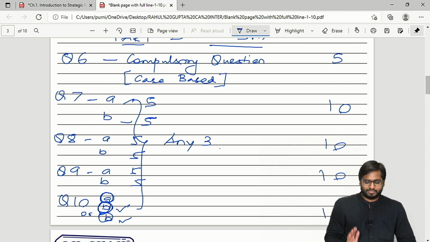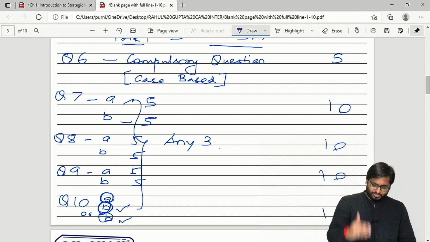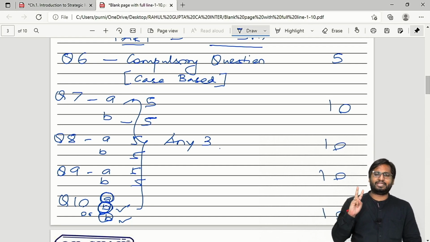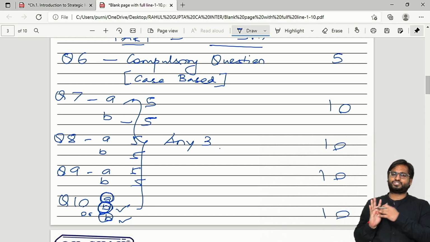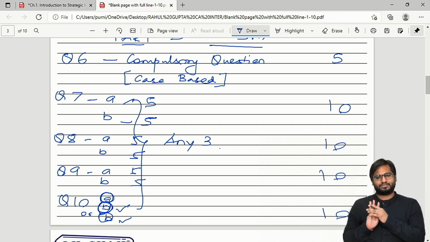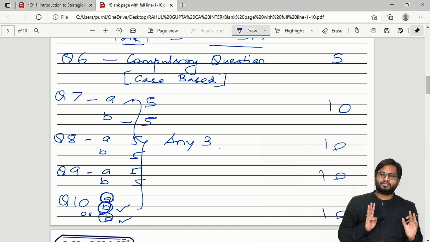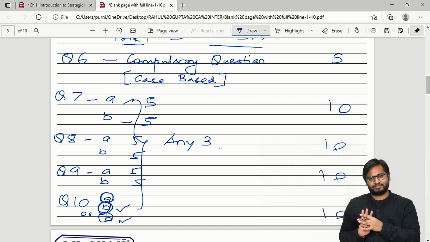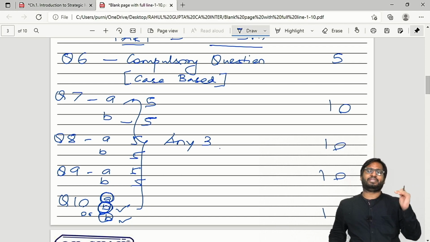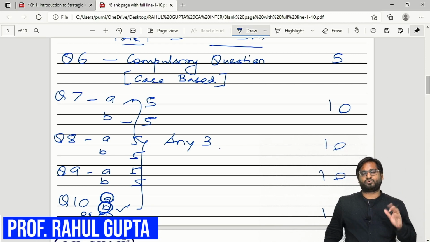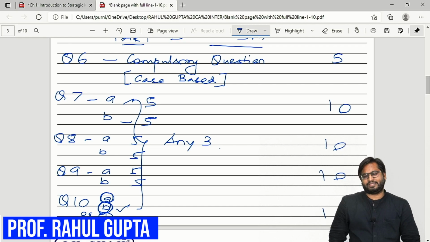Okay. So now, just quickly going through this, question number 6 will be a compulsory question, 5 marks. 7, 8, 9, 10, out of these 4 questions, you need to answer any 3. And each will have sub questions, 7A, 7B, 8A, 8B, 9A, 9B, 10A, 10B. You will have to answer any 3. And each question, question 7, 8, 9, 10, each question will be of 10 marks, out of which you need to attempt any 3. Okay.